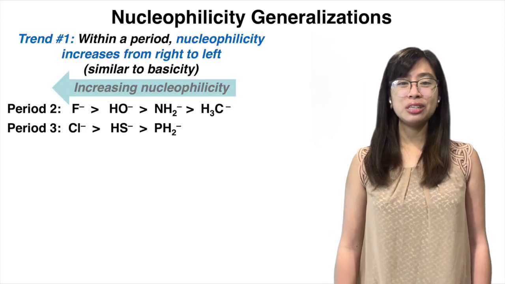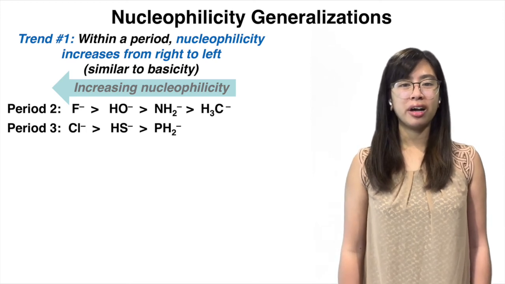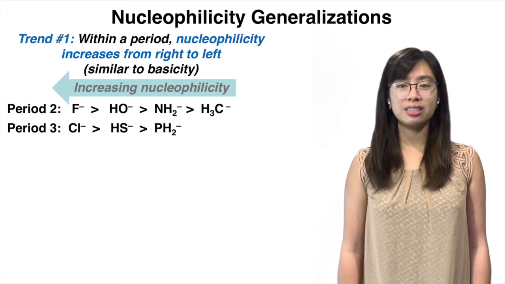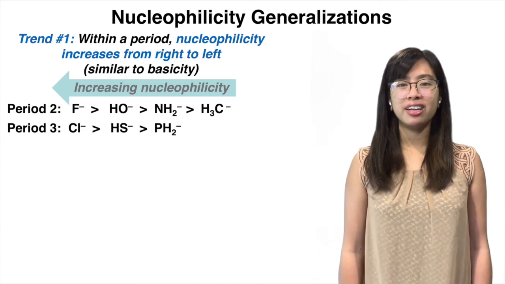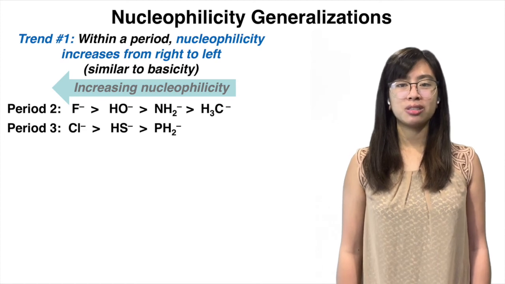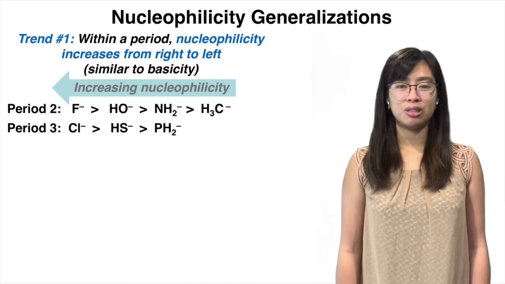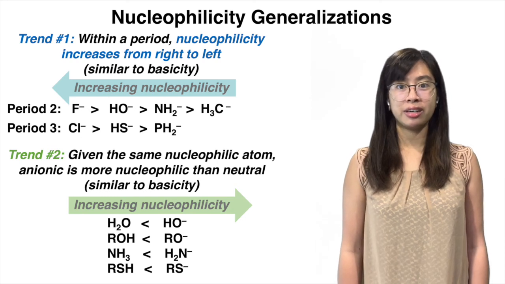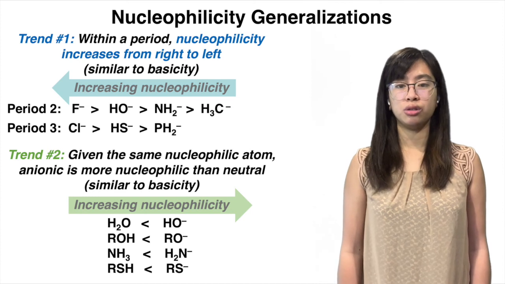Now let's go over a few different trends for comparing nucleophile strength. Trend number 1 says that within a period or row in the periodic table, nucleophilicity increases from right to left. So in period 2, fluoride is a stronger nucleophile than OH-, NH2-, or CH3-. And that trend is the same as seen in period 3. Trend number 2 says that given the same nucleophilic atom, anionic nucleophiles are much stronger than their neutral counterparts.